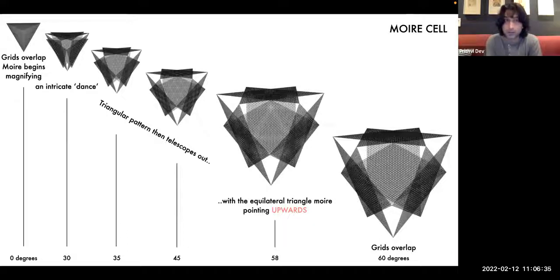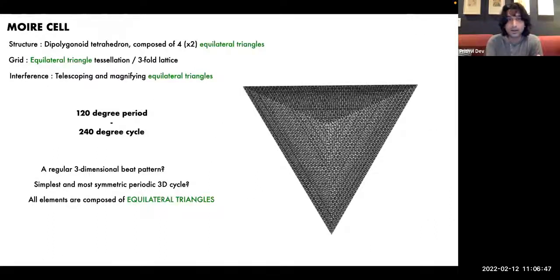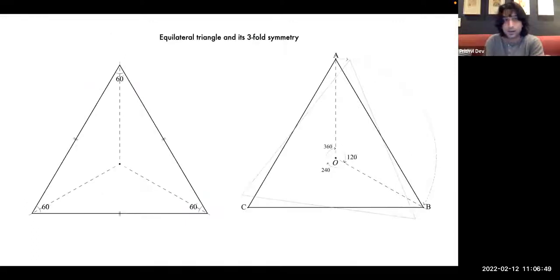The grid is made of equilateral triangles, a self-similar module. And the animation is also equilateral triangles. And at about 58 degrees, we see the equilateral triangle pointing upwards. So the question is basically, why is it not a 60-degree period, and why is it a 120-degree period in the animation?